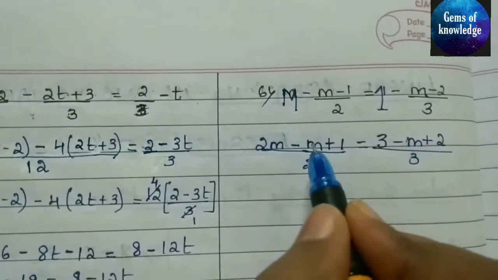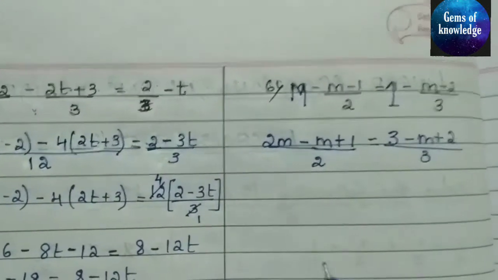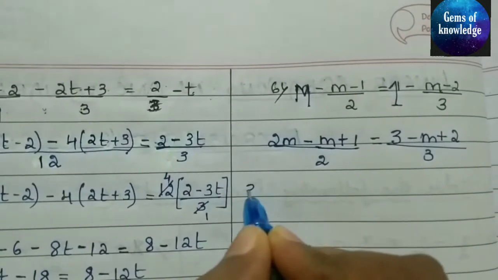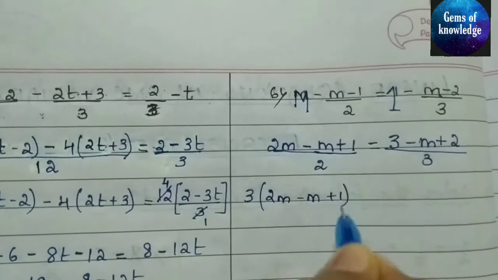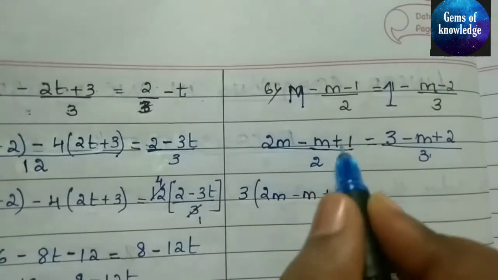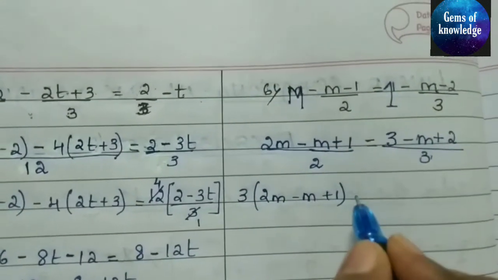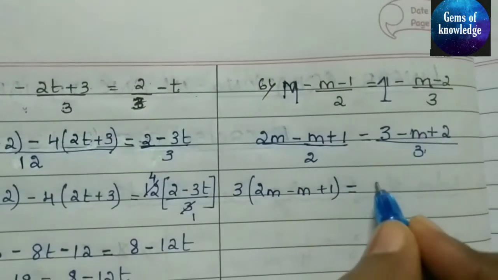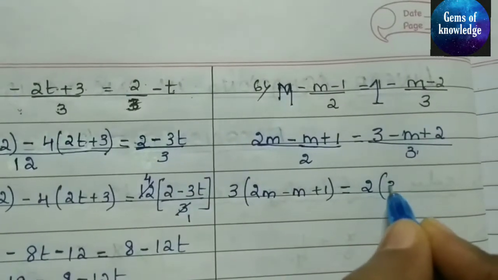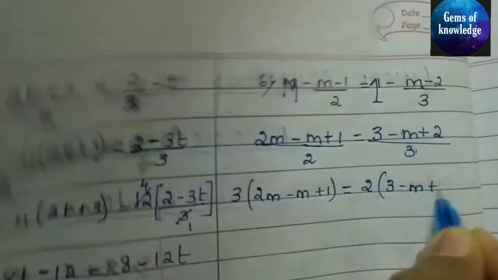Okay, now what we have to do here is cross multiply the two terms. So here we will get 3 into 2m minus m plus 1, as this 3 is multiplied here and this whole term will be as it is, which is equal to, now this term we have to multiply to the right side. So it will become 2 into 3 minus m plus 2.